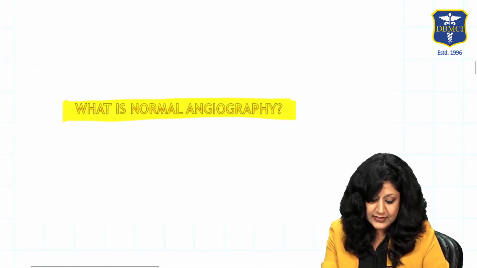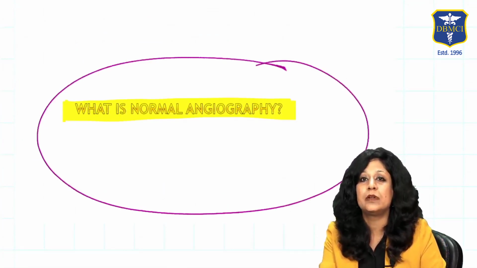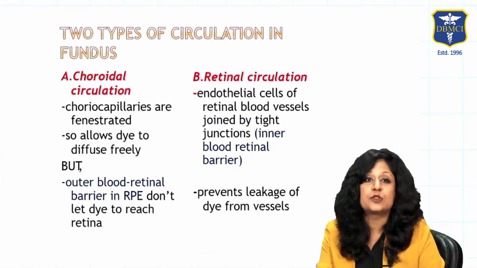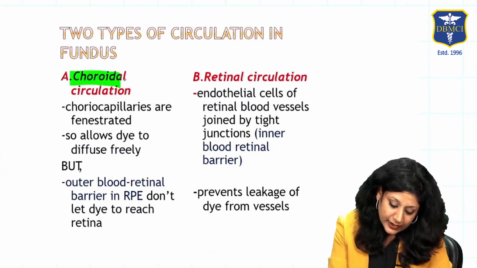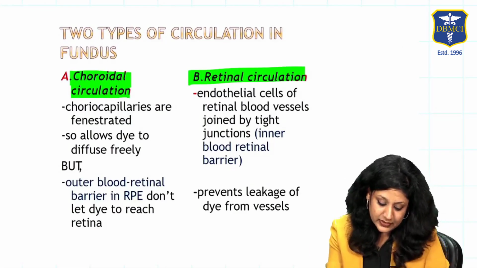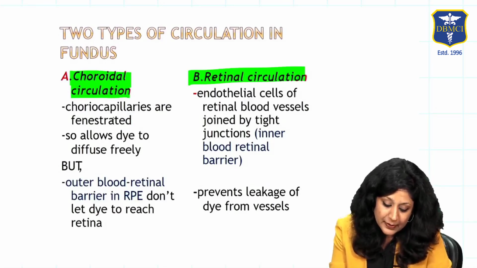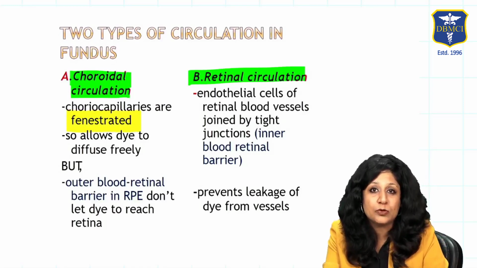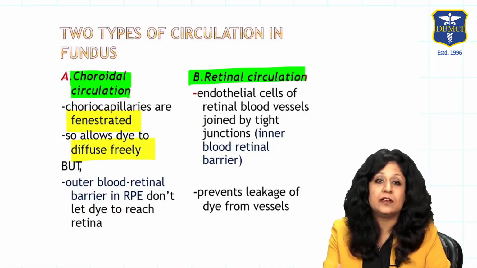Now, what is normal angiography? In order to understand abnormal, first you should have a control, first you should have normal, right? Now, as I told you, there are two types of circulation going on in the fundus. One is your choroidal circulation and another is the retinal circulation. Another important thing is that the choriocapillaries are fenestrated. There are lobules present here. So this allows the dye to diffuse freely. It is going freely, okay?